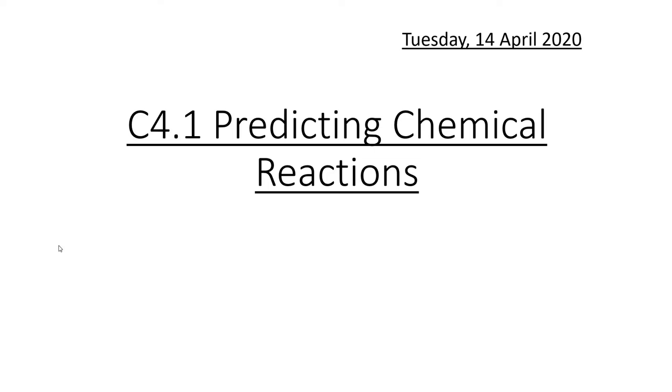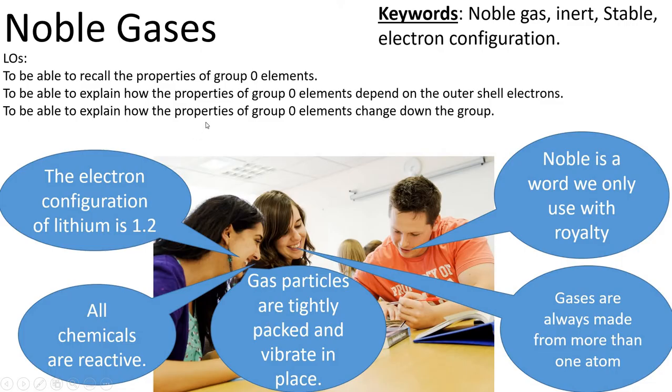Hi guys, today we're going to be starting C4.1, which is the topic of predicting chemical reactions. So looking at trends in the periodic table and what to expect from each group. The first part of the periodic table we're going to be looking at is the noble gases.